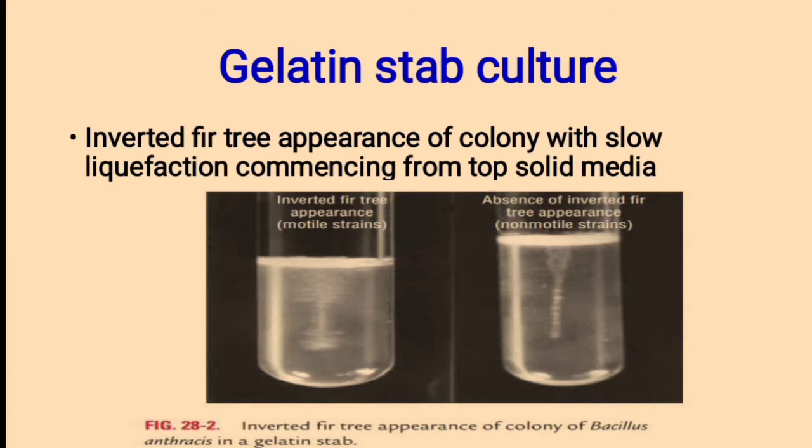Then gelatin stab culture. What is the colony formation on gelatin stab culture of Bacillus anthracis? On gelatin stab culture, they form inverted fir-tree appearance of colony with slow liquefaction commencing from top of solid media. This is the picture for the formation of fir-tree appearance in gelatin stab culture of Bacillus anthracis. Inverted fir-tree appearance is mainly by motile strains, and non-motile strains do not form any inverted tree appearance colonies.